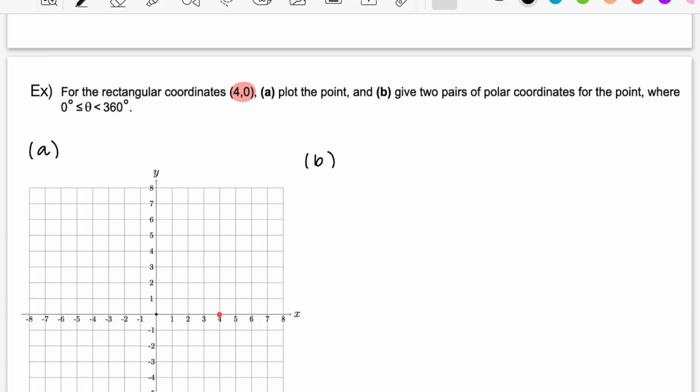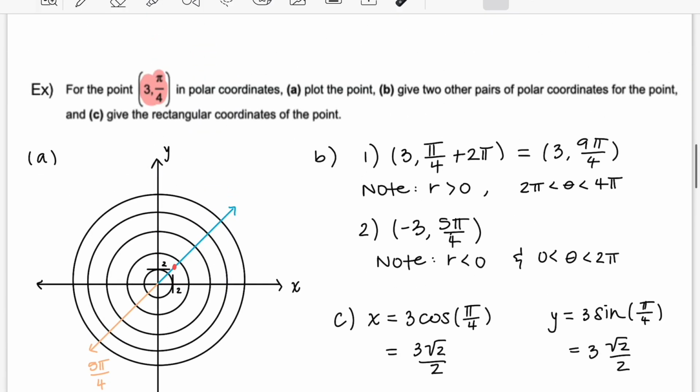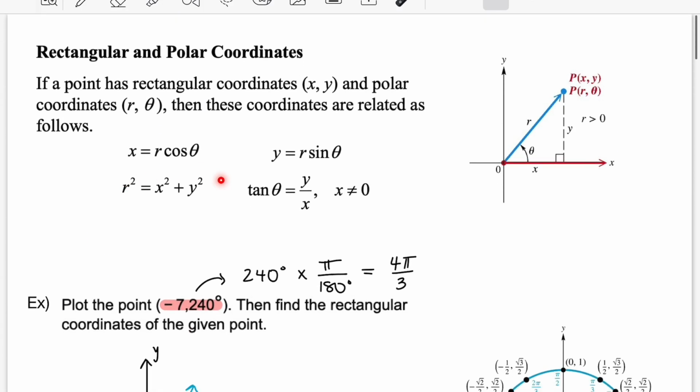Now for part B, we want to give 2 pairs of polar coordinates for the point. So we can use the fact that x is equal to 4 and y is equal to 0 in this case. If x is equal to 4, then 4 must be equal to r times cosine theta. And similarly, if y is equal to 0, then 0 must be equal to r times sine theta. We also know from these equations up here that r squared is equal to this guy. So what we can do is use what we know for x and y to find r.